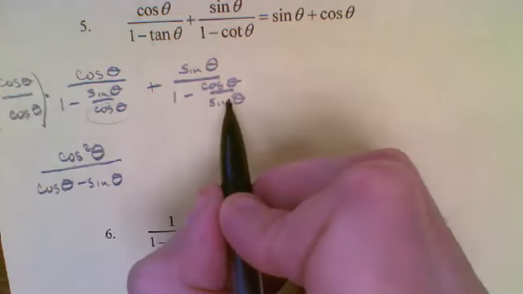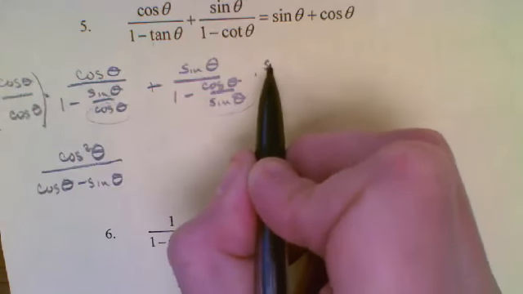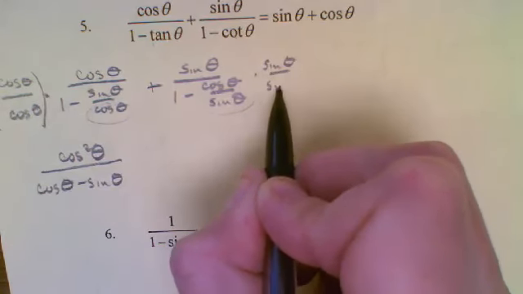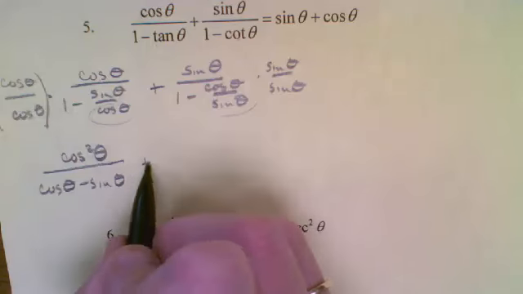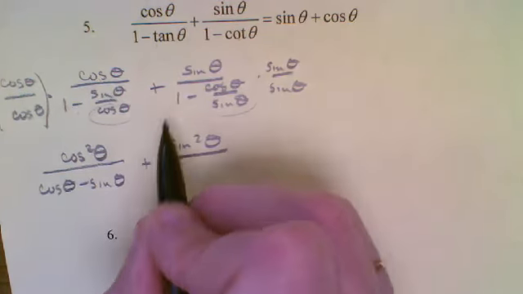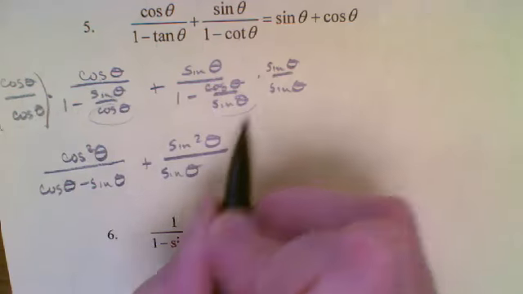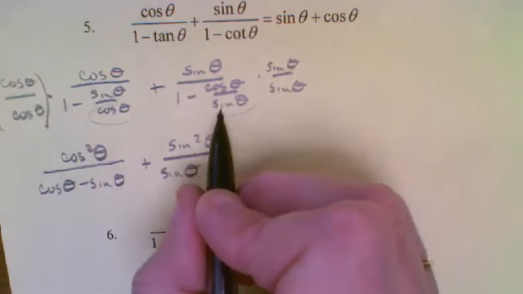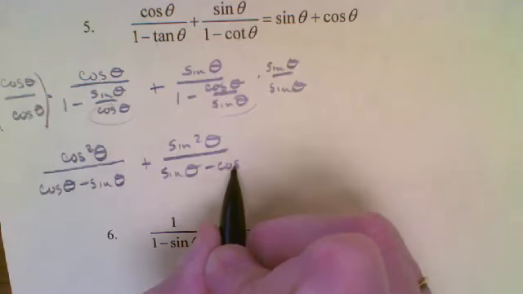Do the same thing with the second one, but now my denominator is sine. So this fraction, I'm going to multiply by sine over sine. So I'm going to get sine squared. Down here, I have to distribute. I'm going to get the sine for the first term. The second term, the sines cancel out, minus cosine.